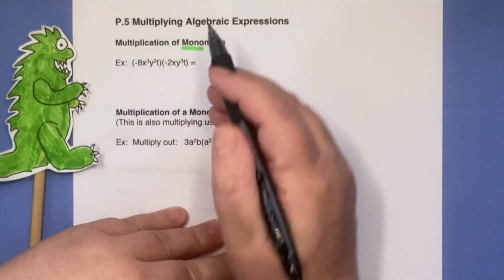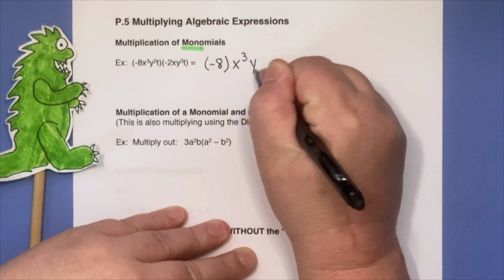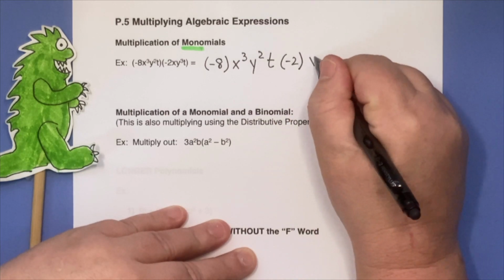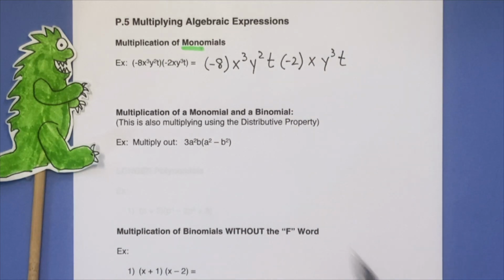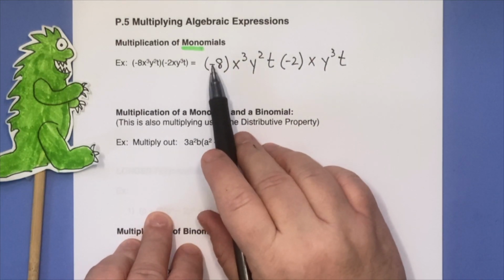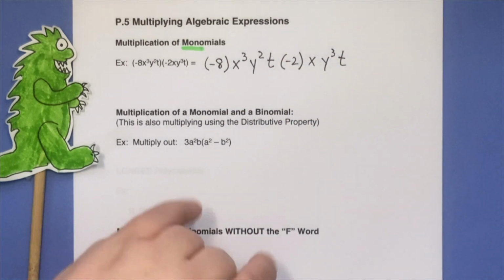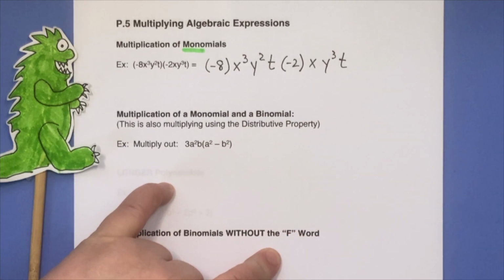So if I look here, I've got a -8 and an x cubed and a y squared and a t, and then a -2 and an x and a y cubed and a t. And the only reason that I have to use parentheses at all is because these negatives, if I leave them just sitting out, they could look like we're actually subtracting instead of multiplying. So I want to make sure it's clear. And once I've got everything all written out, and again, this step, completely optional. If you can do this in your head, that's awesome.